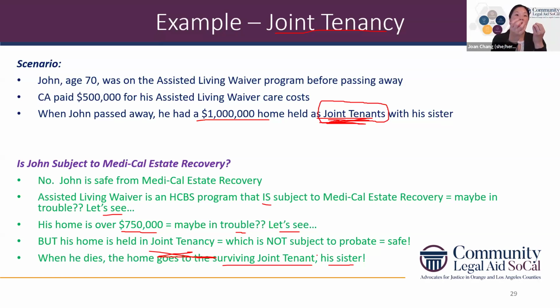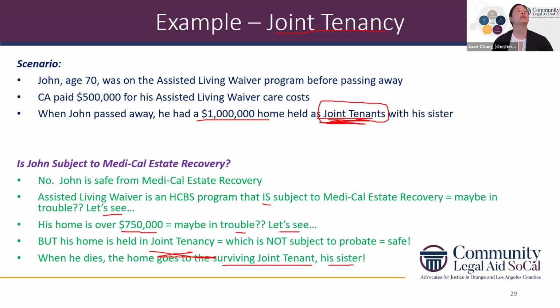If I pass away, it automatically goes to him. And vice versa too. If he passes away, it just automatically goes to me. That's how joint tenancy works. So when John passes away, it's going to automatically go to his sister as the joint tenant. And again, Medi-Cal is not going to get their grubby hands on it.